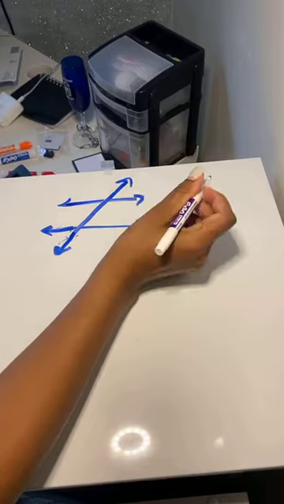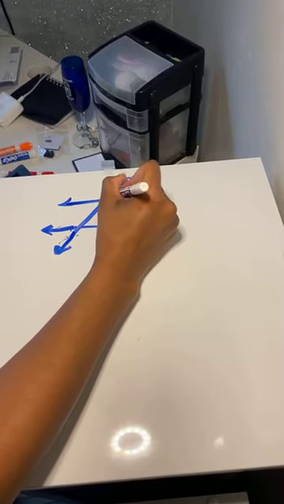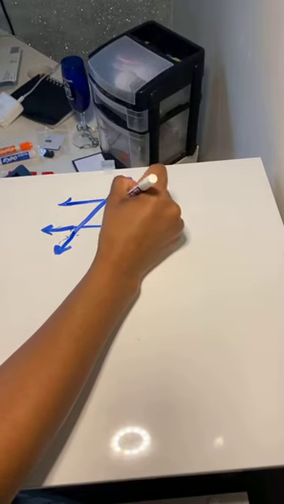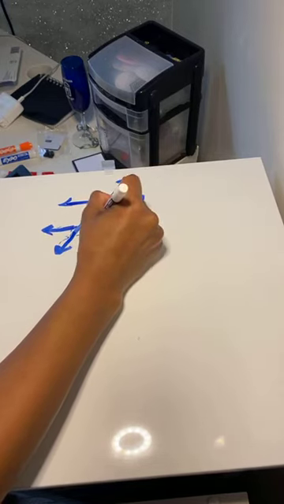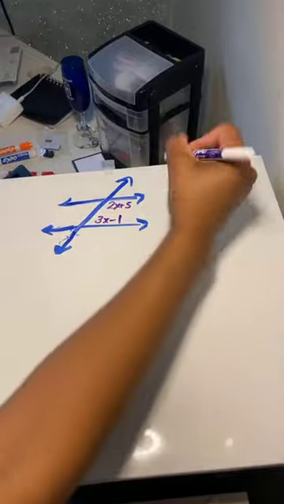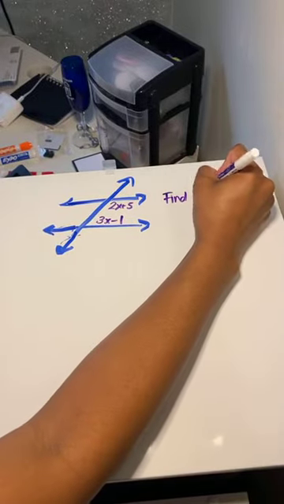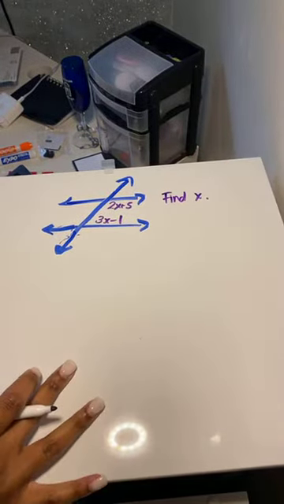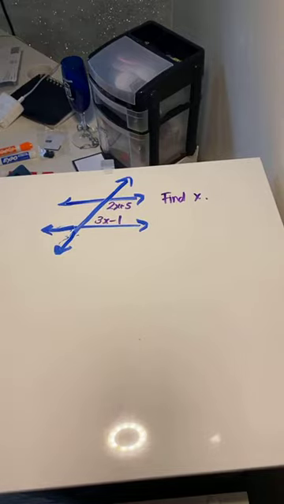So let's say we have 2x plus 5 and 3x minus 1. And the question says, find x. So in the comments, tell me what type of angles those are. Because the first step, according to the video, is to tell me what type of angles we have. So tell me what type of angles we got, and then we'll move on. Somebody give me the answer in the comments.